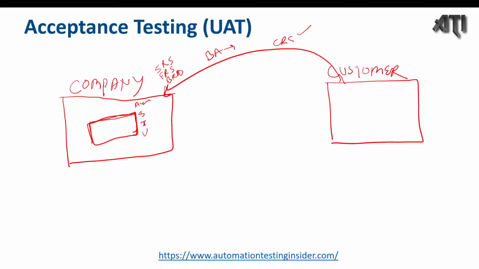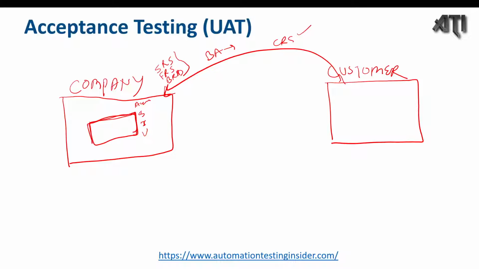Now, for user acceptance, another reason could be this: whatever documents we have written over here, we have gathered the requirement from the customer, that might be misunderstood by our developer while developing the software, by our development team and testing team while developing the software and testing the software.